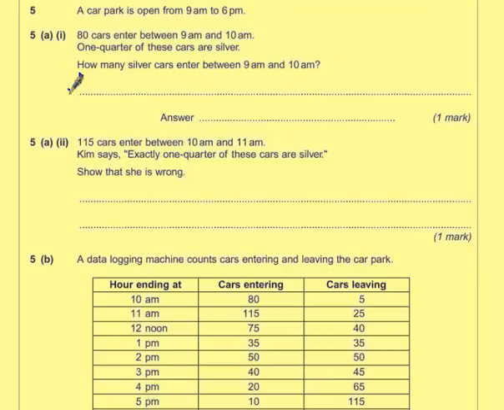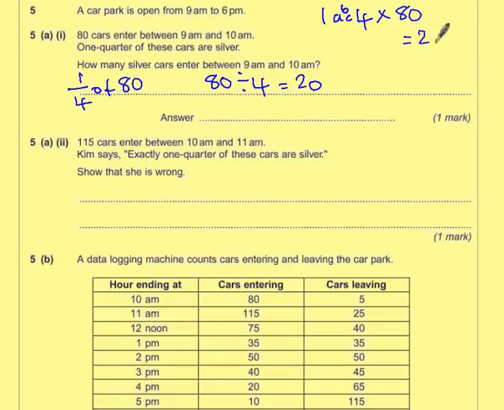So we need to work out 1/4 of 80. Using our calculator, we can either do 80 divided by 4, which is equal to 20, or we can use the fraction button on our calculator, the button that goes A, B, C, then 4, and then times by 80 will give us the answer of 20. So 80 divided by 4, there are 20 silver cars.